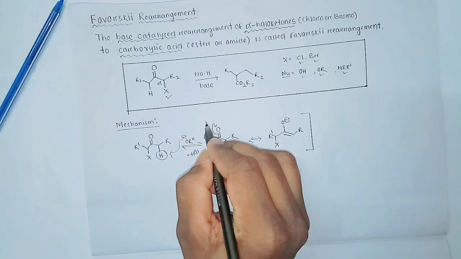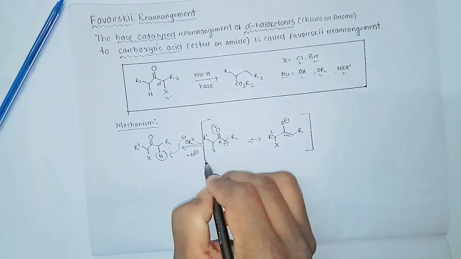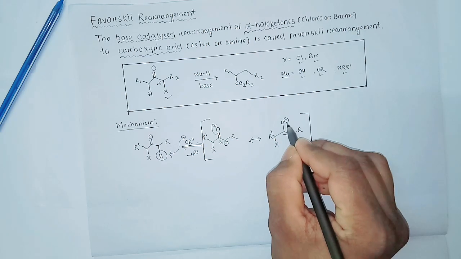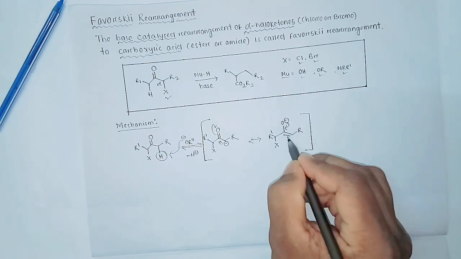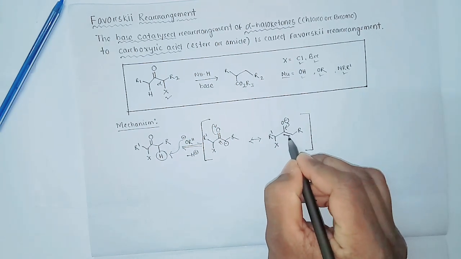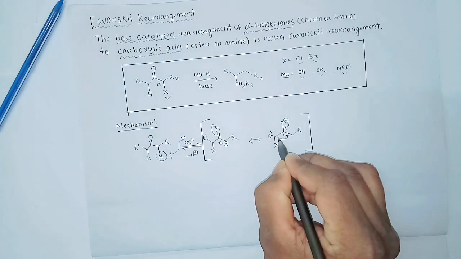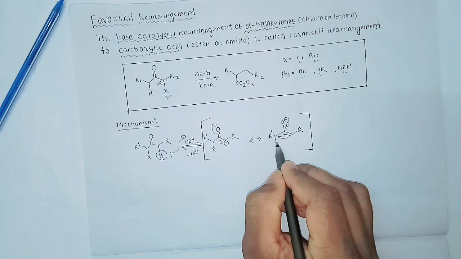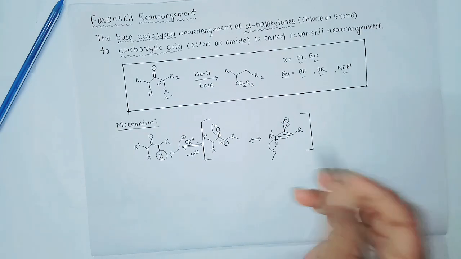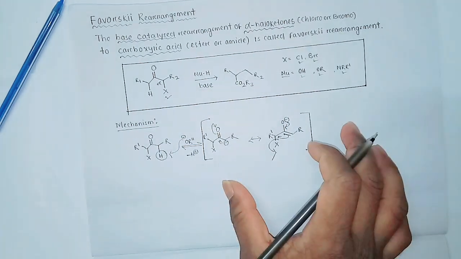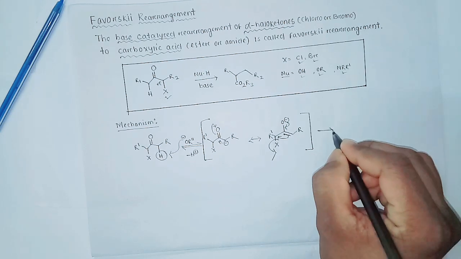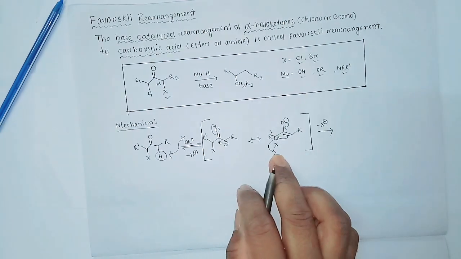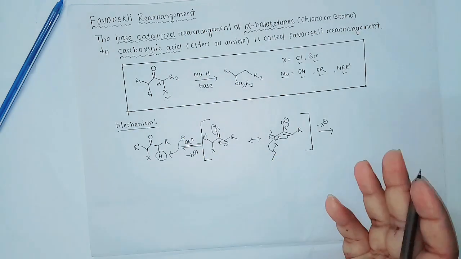Then we know that this negative charge will shift towards this side, and this double bond shifts towards the center of the halogen group. Then this halogen will be removed, so these are the steps. Then we have minus X minus, so in this case the halogen will be removed.